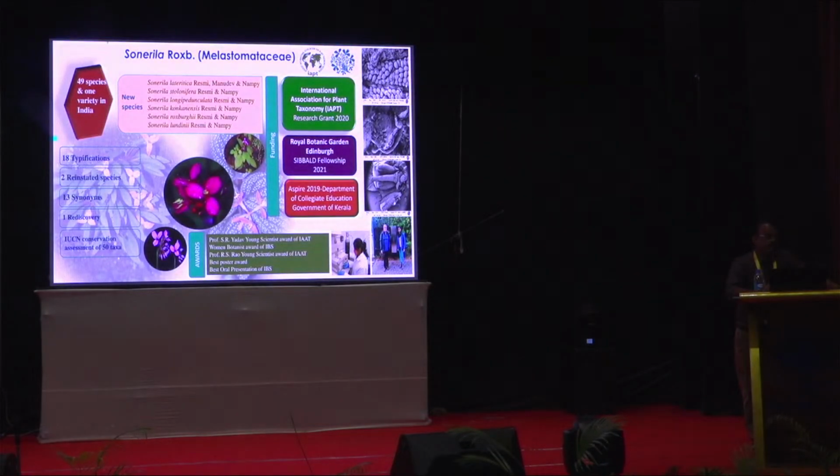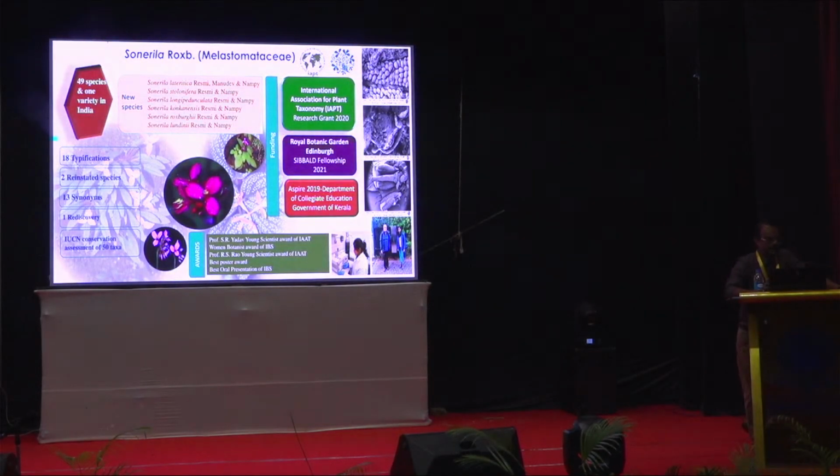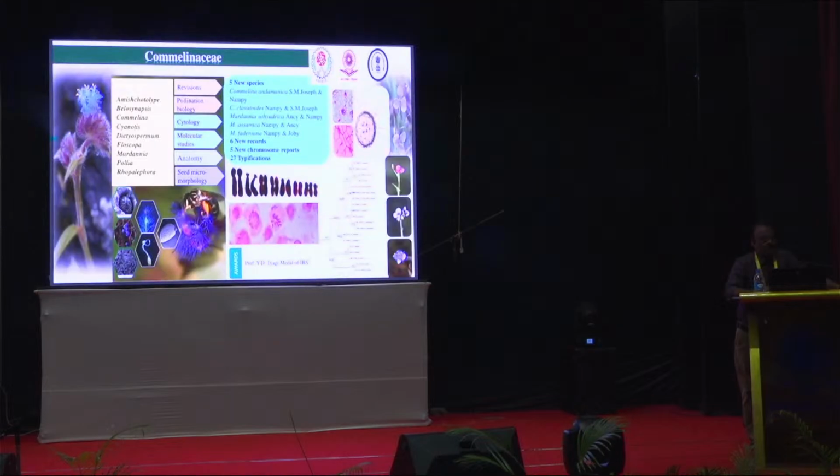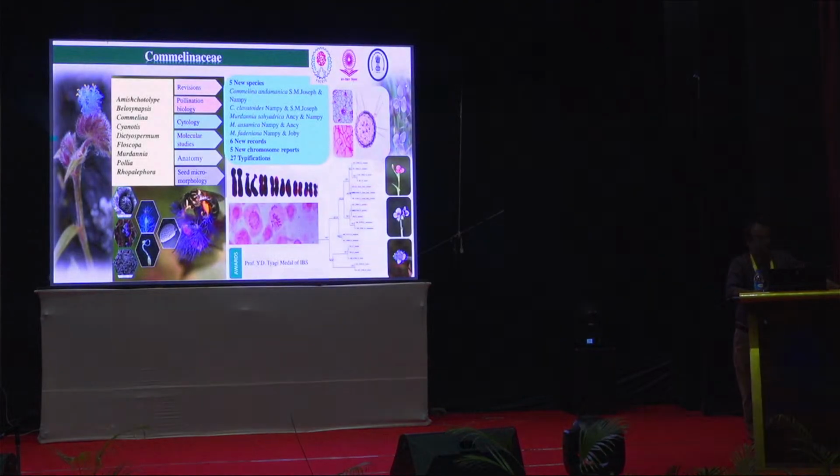This is another one. We have worked on the revision of the Melastomataceae, around 49 species and 1 variety, and we are also working with Dr. Reshmi on that particular group. We also received funding from the International Association for Plant Taxonomy. Then she received the Aspire Research Grant, and the Royal Botanic Gardens also supported some part of this study, and a lot of typifications, reinstatements, synonymizations, etc. have been done by Dr. Reshmi.